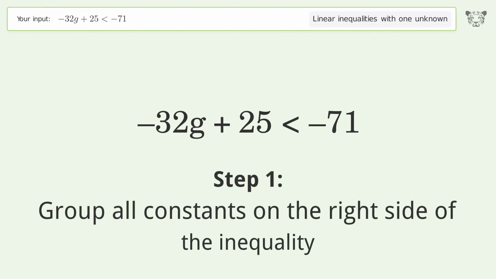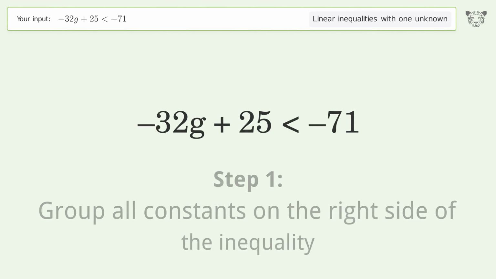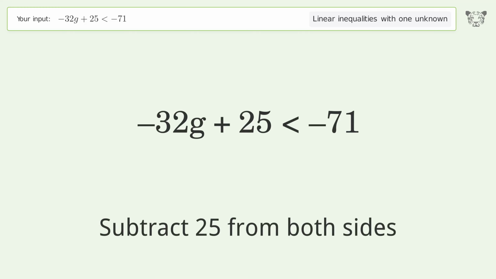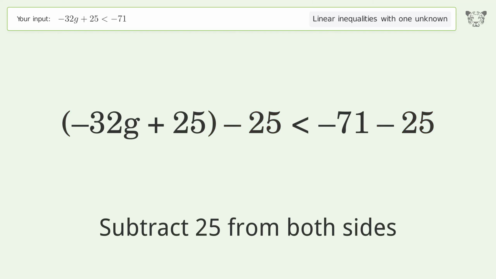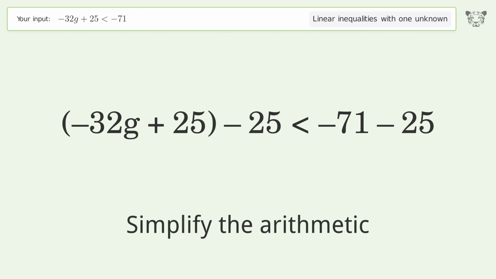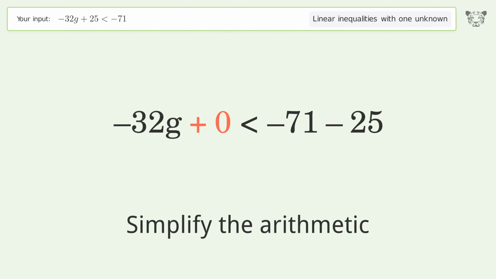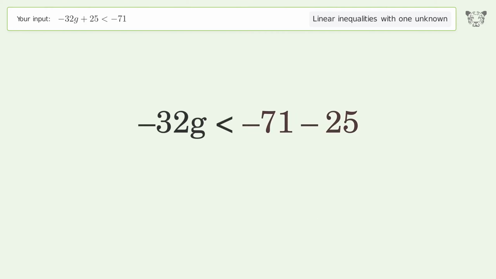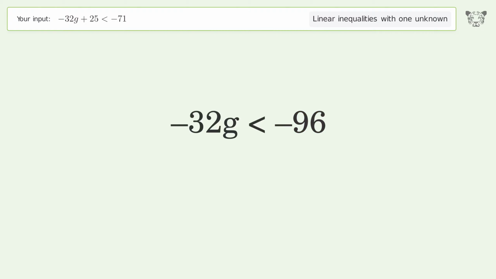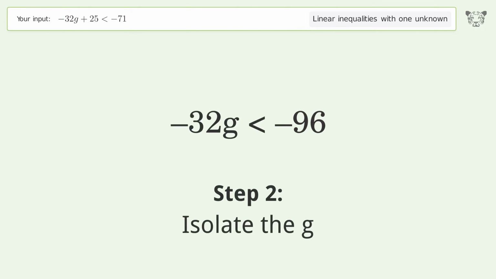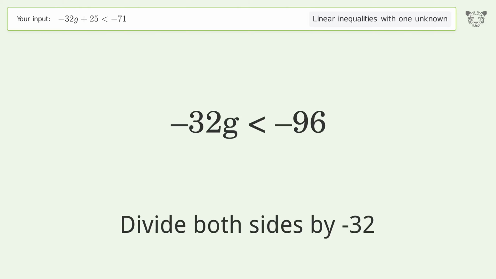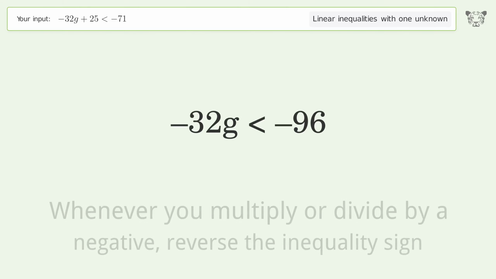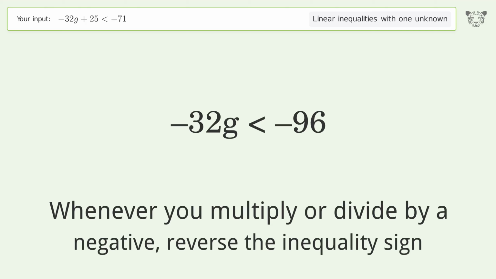Group all constants on the right side of the inequality. Subtract 25 from both sides. Simplify the arithmetic. Isolate the g. Divide both sides by -32. Whenever you multiply or divide by a negative, reverse the inequality sign.